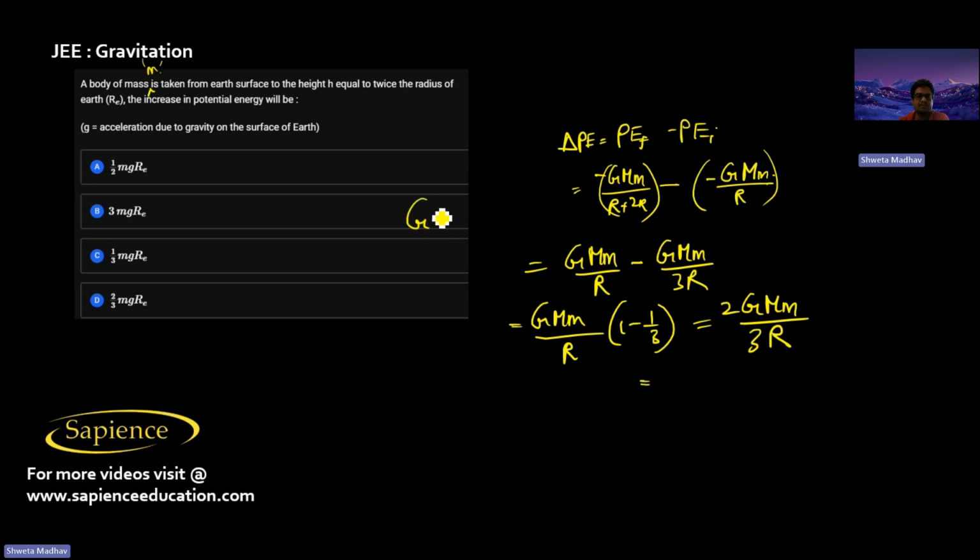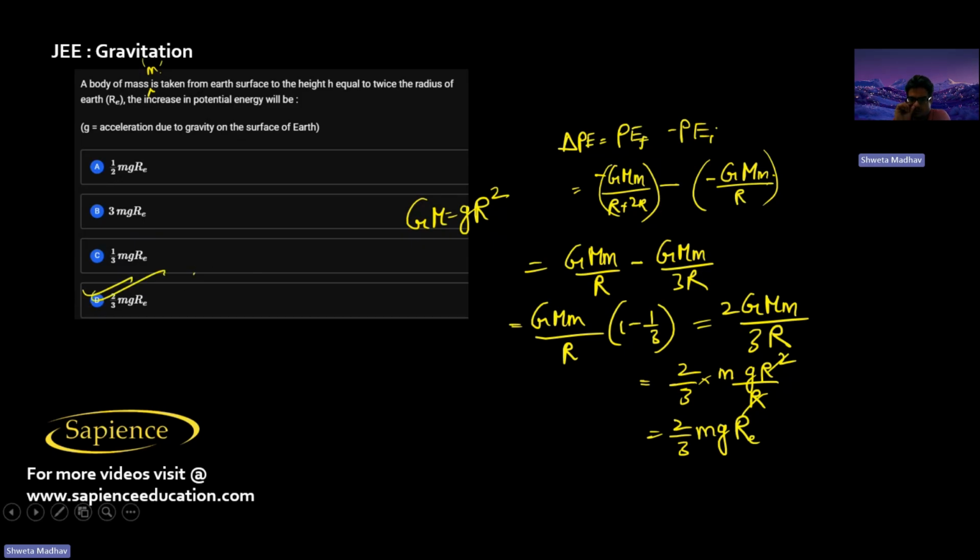So GM is equal to gR square. This would be equal to 2 by 3, m into gR square by R. So this would be equal to 2 by 3 mgR, where R is Re, the radius of the Earth. So it means option D is the correct answer. So this is the required increase in the potential energy when it reaches a height equal to twice the radius of Earth.